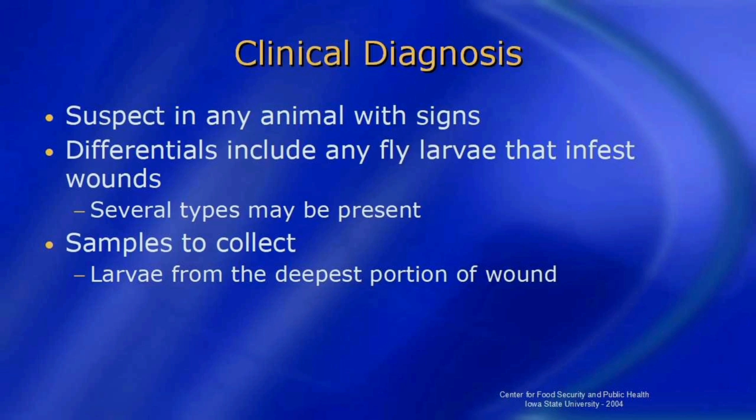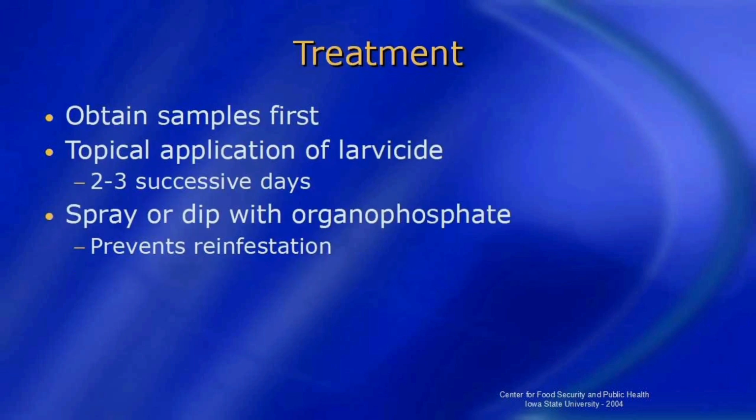Screwworm myiasis should be suspected when clinical signs are observed. Differential diagnosis includes any flies that are capable of infesting wounds. Several types of larvae may be present due to likelihood of multiple infestations. Larvae should be collected from the deepest part of the wound, as a facultative larva may be present at the edges of the wound. Samples of the larvae should be obtained before the treatment is begun.